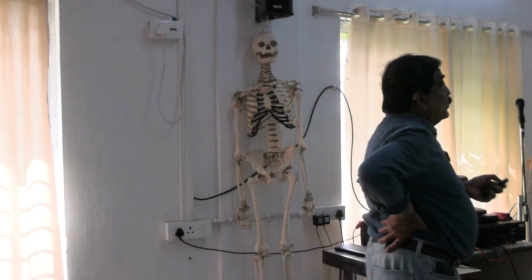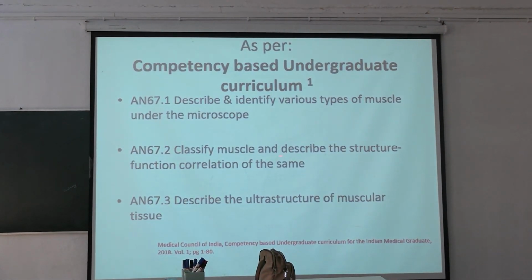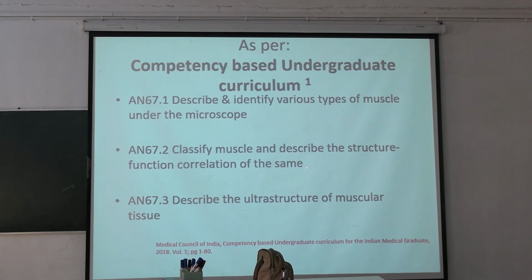Okay? Now, describe and identify various types of muscles under the microscope. Classify muscles and describe the structure and function correlation of the same. Describe the ultrastructure of muscular tissue.